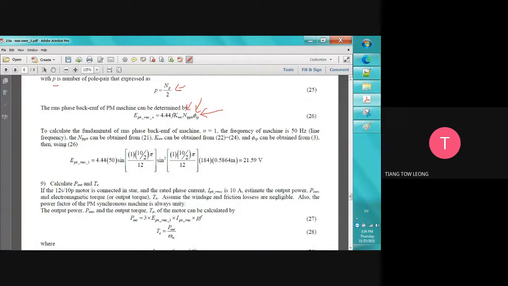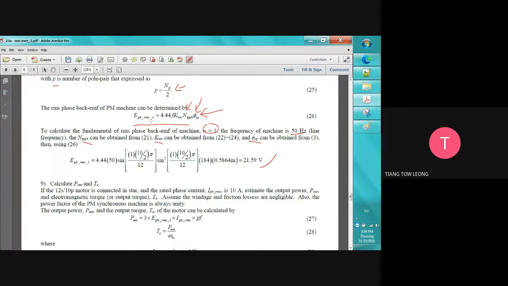Then to calculate the fundamental of RMS phase back EMF, which is n equals to 1, the frequency of the machine usually is 50 Hertz, according to the Malaysian standard. So we try to run the motor with 50 Hertz, and the number of turns per phase can be obtained from 21. KWN can be obtained from 22 to 24. Flux per slot pitch can be obtained from 3. And then we substitute inside here. Then we will have this value.